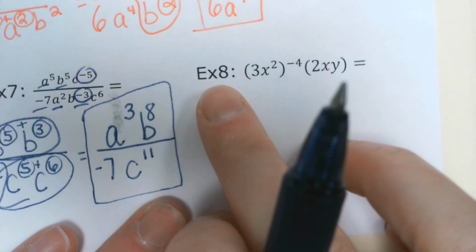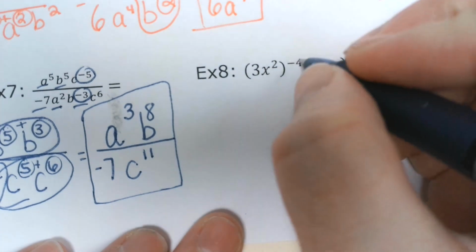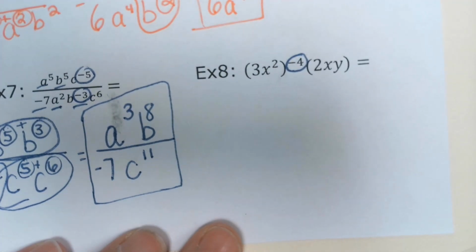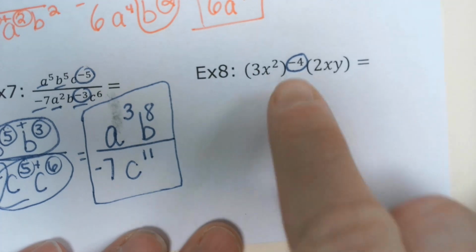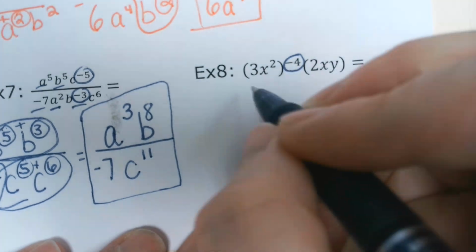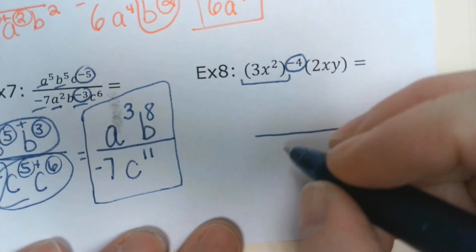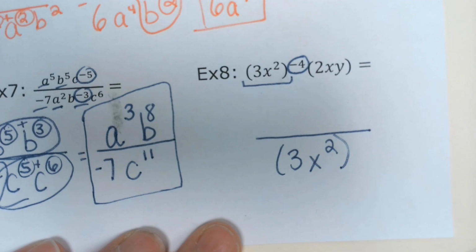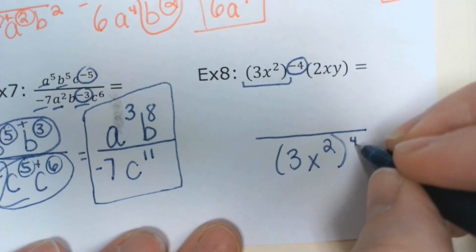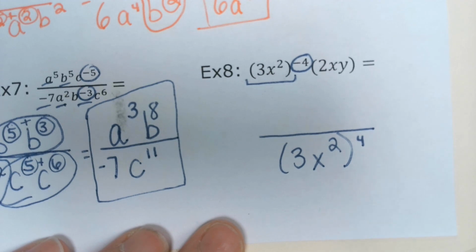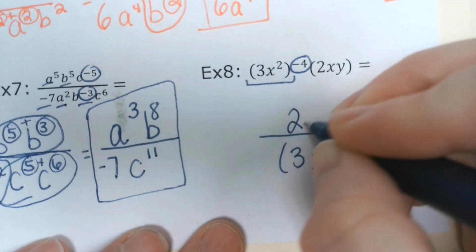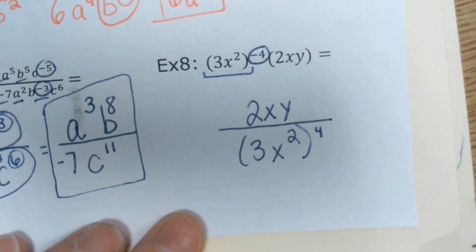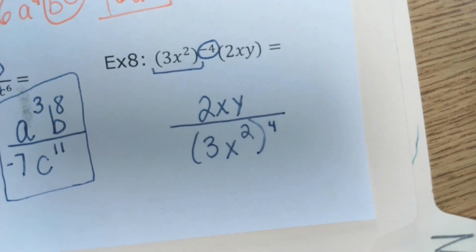All right, let's look at example 8. We have a negative exponent right there. So that means this whole thing, this whole base, this is your whole base. It's going to go on the bottom. But when I change its location, I change the sign, so it's a positive 4. The 2xy is just going to stay like it is, 2xy. You with me? Okay.